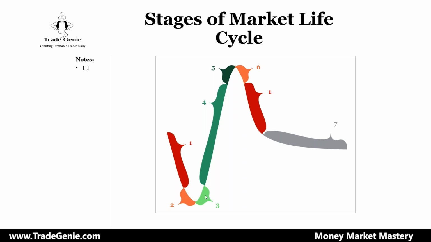So one big guy will participate here on stage 4. Someone will participate here, the second stage after the pullback and all that. And the retailers participate at the top, and they eventually keep buying. They're fully invested, so they get trapped eventually in stage 5 and 6.